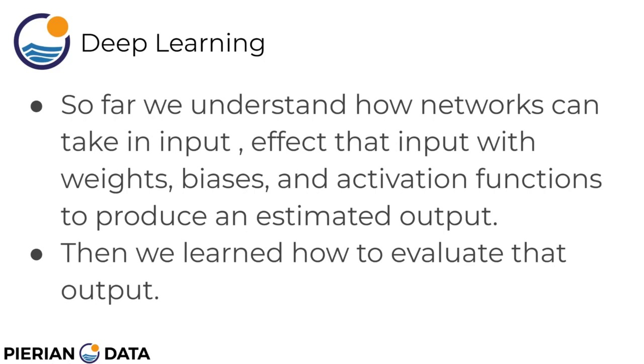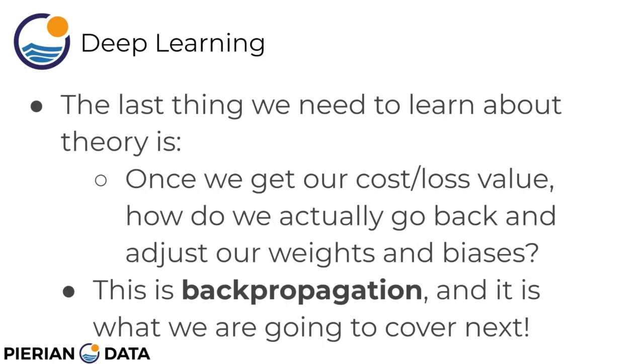So far, we understand how networks take an input, affect that input with weights and biases and activation functions to produce an estimated output. Then we learned how to evaluate that output against the true labels. The last thing we need to do in our theory discussions is the following question. Once we get that cost or loss value, we understand how far off we are. We still haven't talked about how we go back and adjust all those weights and biases. That's still this magical thing, and in just a second, it will no longer be so magical. Instead, it'll be mathematical, and it's called backpropagation. You essentially propagate backwards through your network and then update all those weights and biases. That's exactly what we're going to cover in the next lecture. I'll see you there.